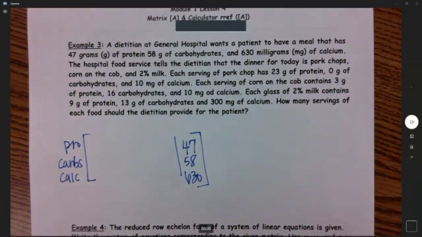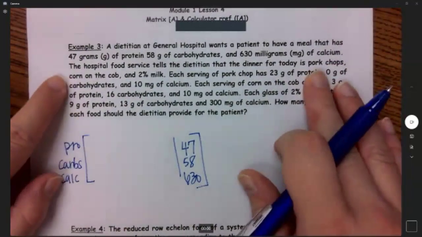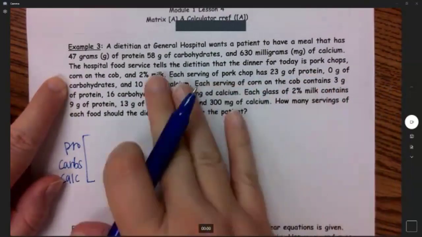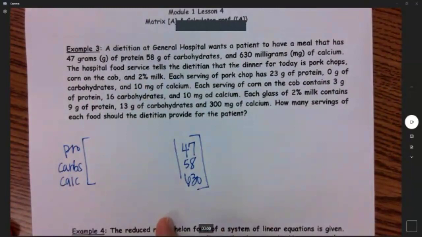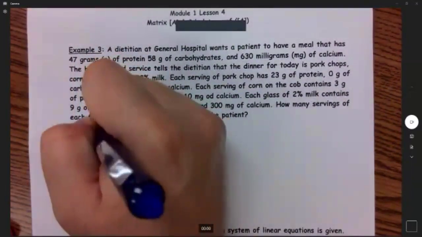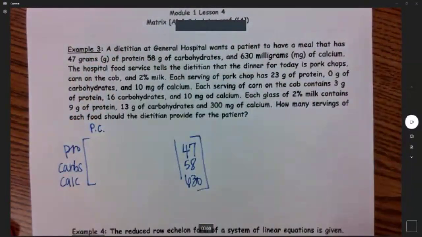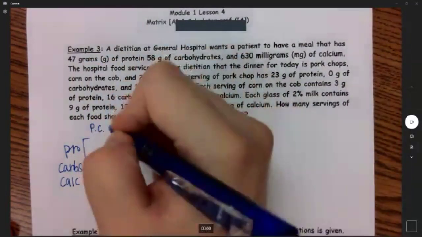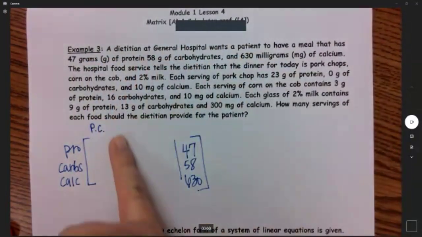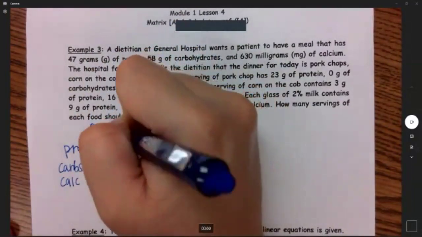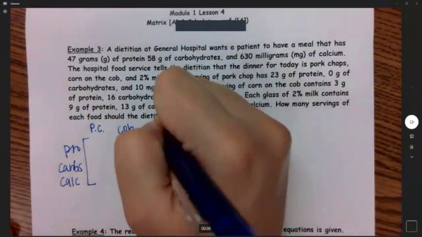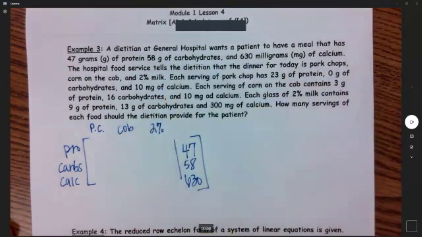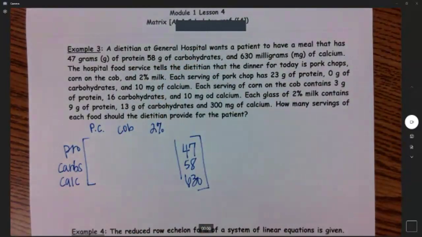So therefore, I have pork chops, corn on the cob, and 2% milk. That's what my X, Y, and Z column are representing. So my X column are my pork chops. My Y column is my corn on the cob. And my Z column is my 2% milk. So now fill in everything.